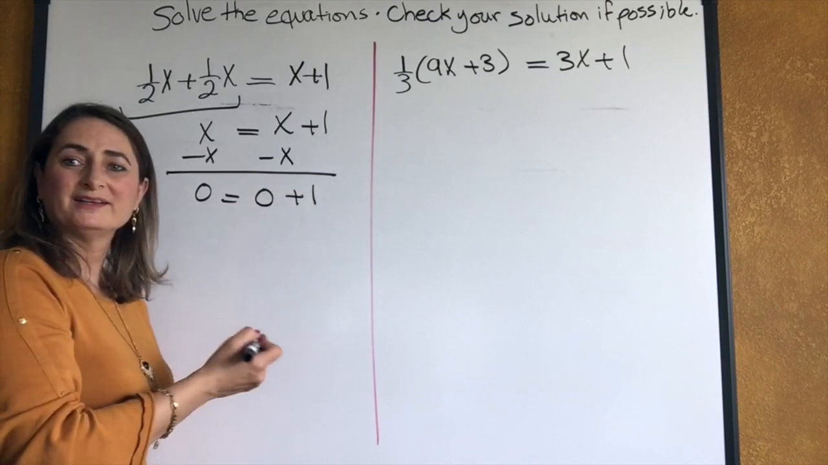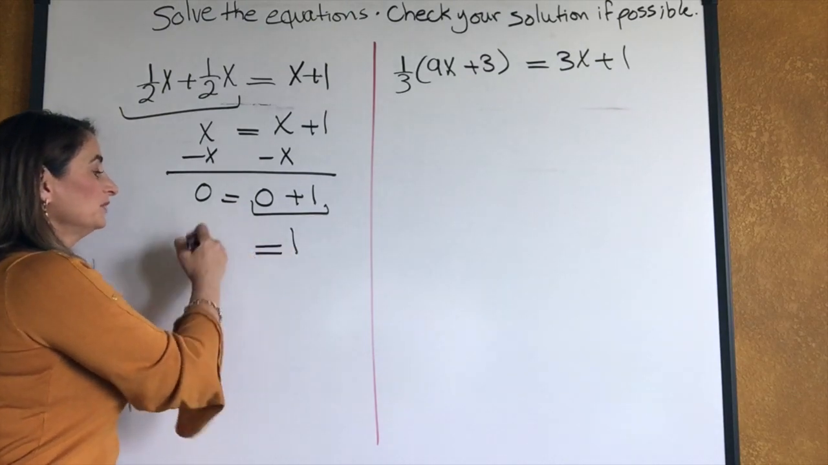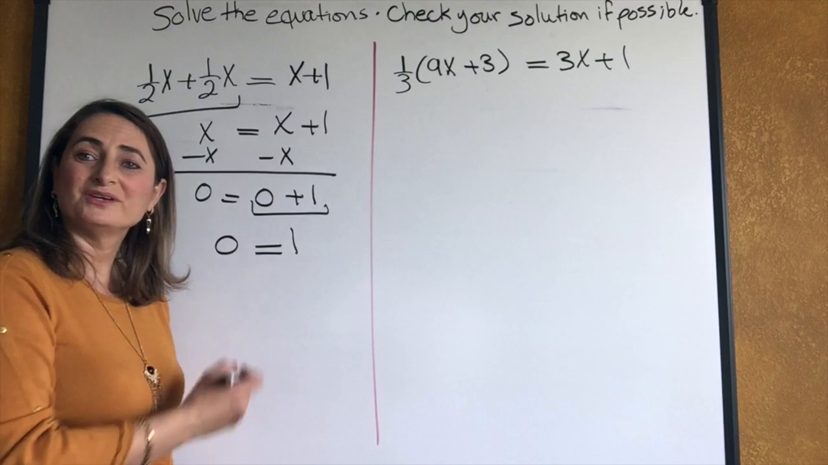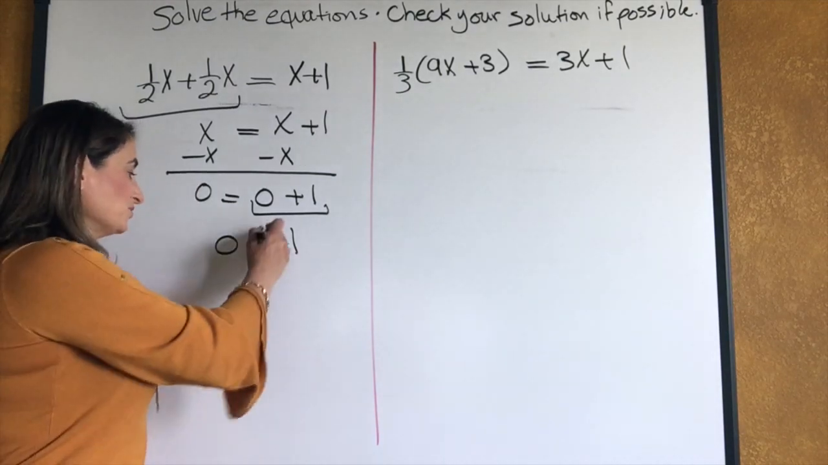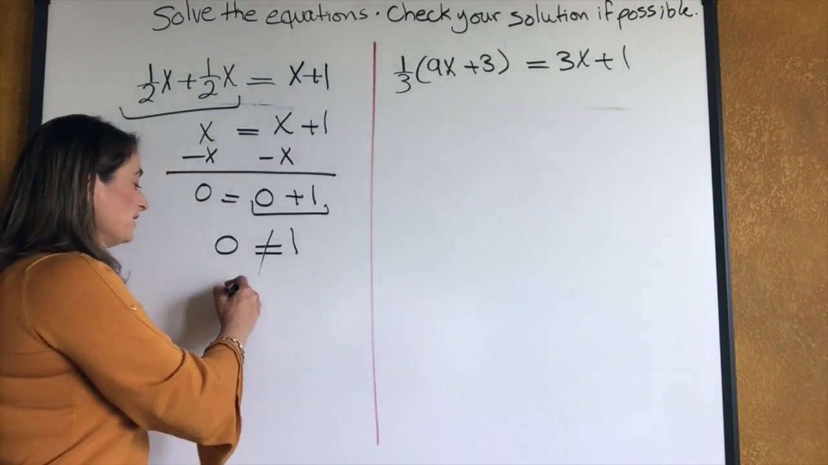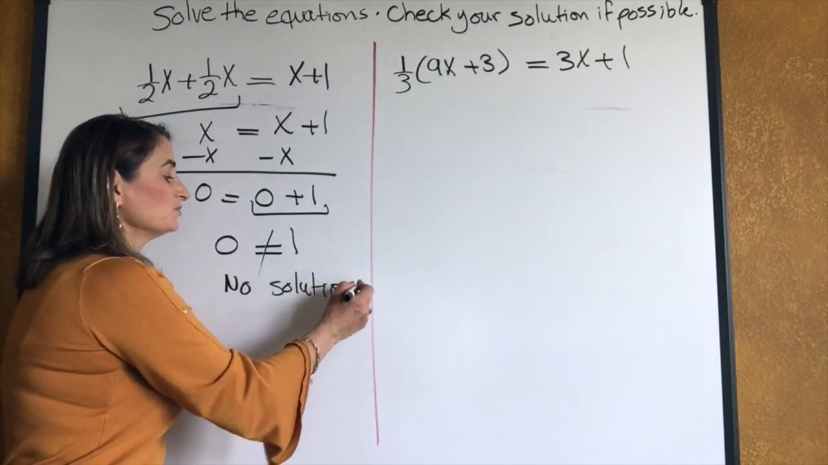Now combine the 0 plus 1 equals 1, bring the equal sign, and then 0. Does 1 equal 0? Is that possible? No. So 1 does not equal 0. What does that mean? It means this problem has no solutions. So the answer is no solutions.